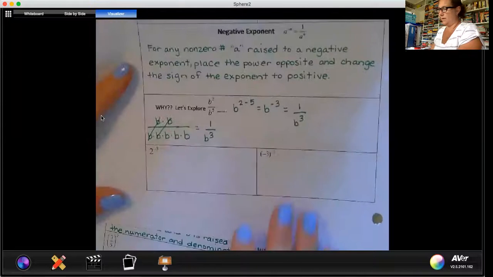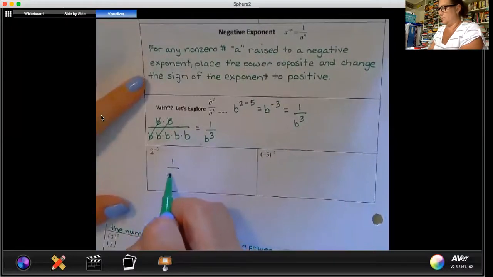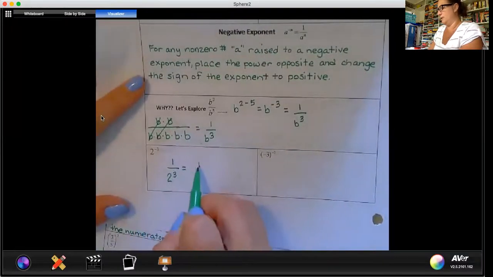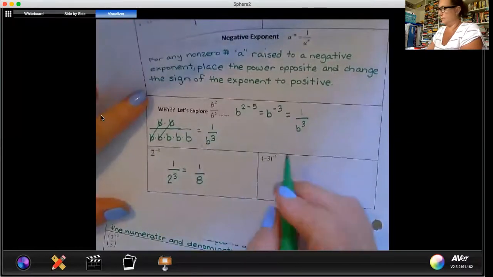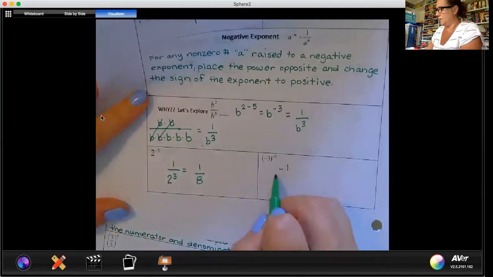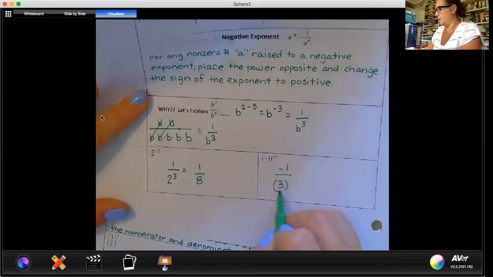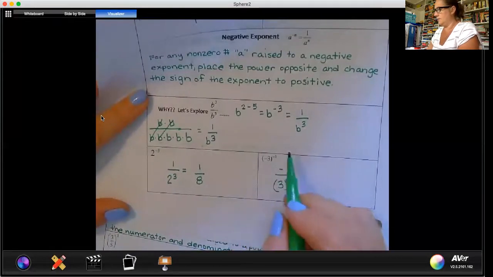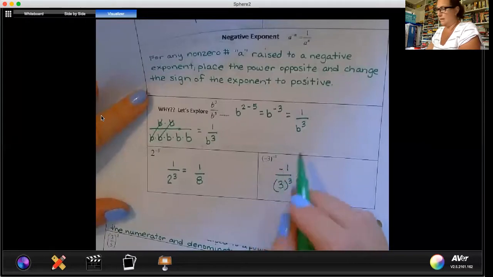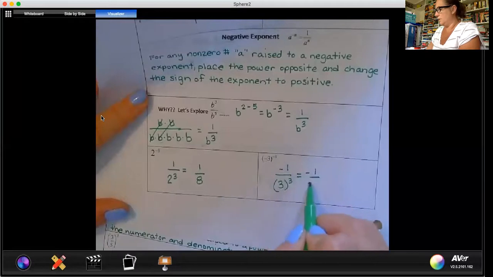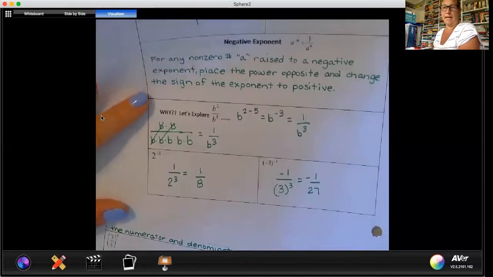So 2 to the negative 3 power is 1 over 2 to the 3rd power, which is 1 over 8. Notice when you move it opposite, the exponent becomes positive. So this is negative 1 over 3 to the 3rd. Move it opposite, change the sign of the exponent. Negative 1 over 27.